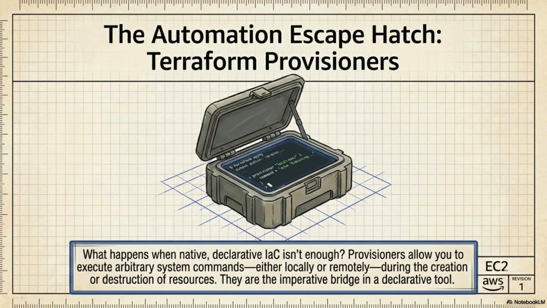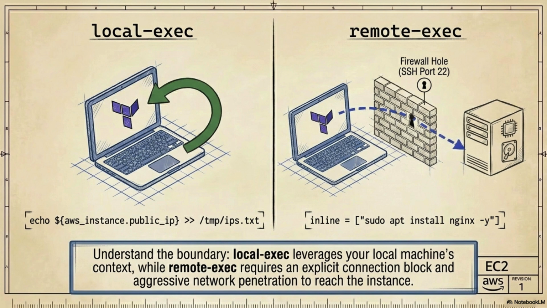Local-exec versus remote-exec. Local-exec runs commands on the local machine. Remote-exec connects into the EC2 instance through SSH and runs commands remotely. The challenge with remote-exec is dependency on SSH networking, firewall rules, and authentication. This makes deployments more fragile.